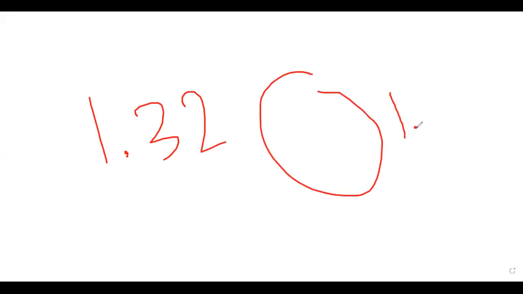Now we are on topic number 12, which is comparing decimals. In the lesson on comparing decimals, I will not go by the book. I will just give you some examples from my own.